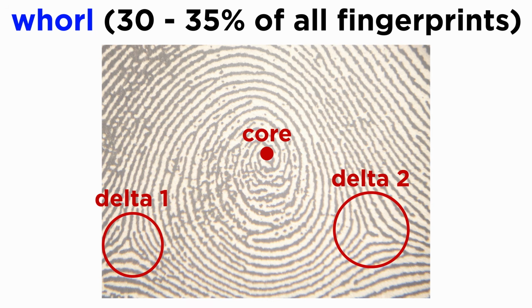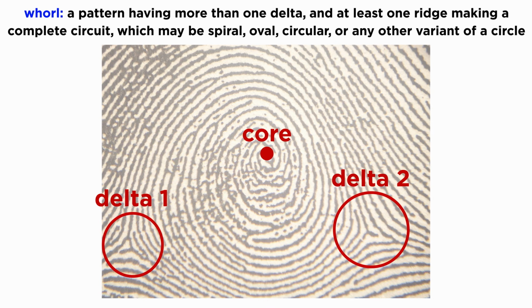Moving forward to the delta, this impression has two deltas, one on each side of the core, inside the type lines. Therefore, a whorl can be defined as a pattern having more than one delta and at least one ridge, making a complete circuit, which may be spiral, oval, circular, or any other variant of a circle.